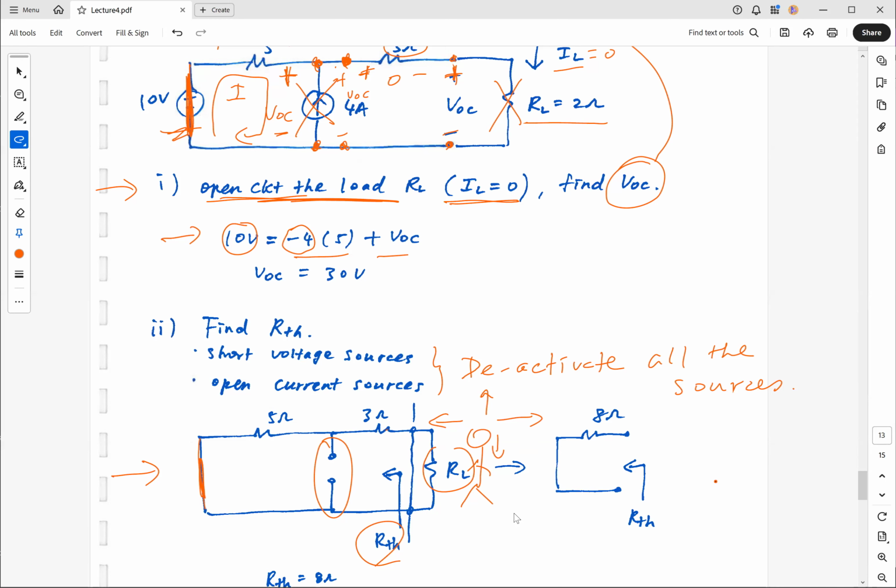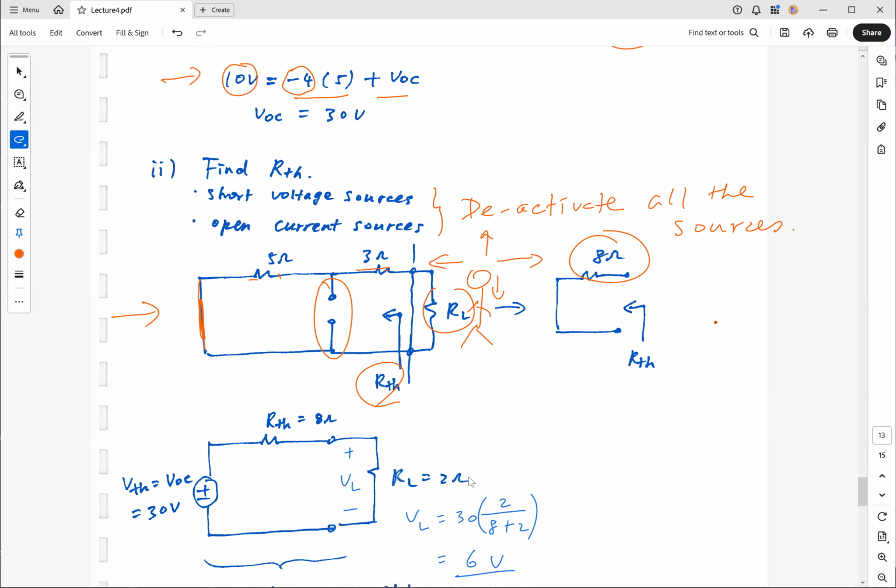But you see 3 ohm and 5 ohm in series when you look to the left. Imagine you're this RL, so you don't see yourself. You don't count this RL as part of this RTH. So when you look into the left, you see 3 and 5, so I combine them. In terms of RTH, this is what I observed: 8 ohm.